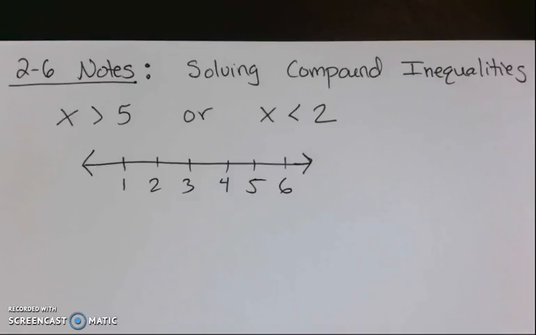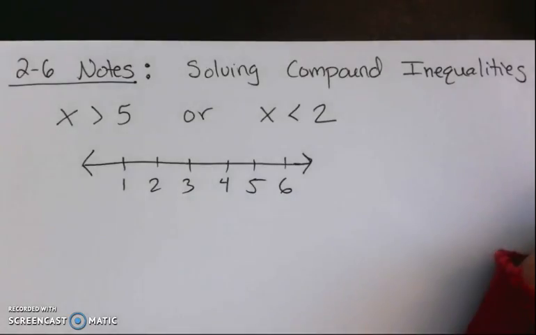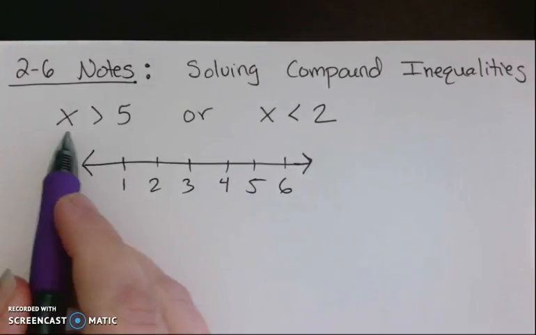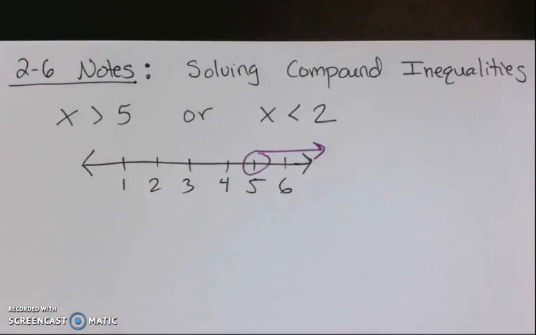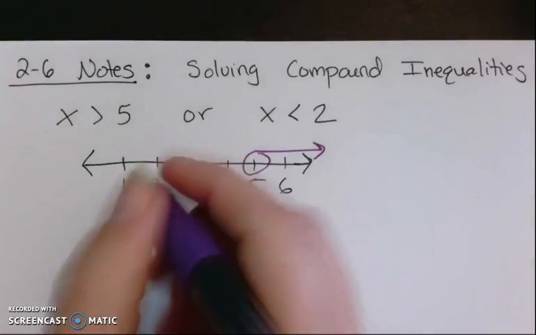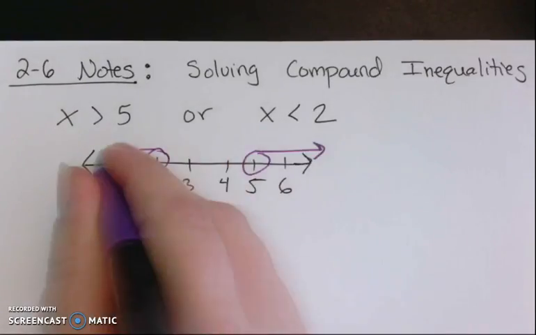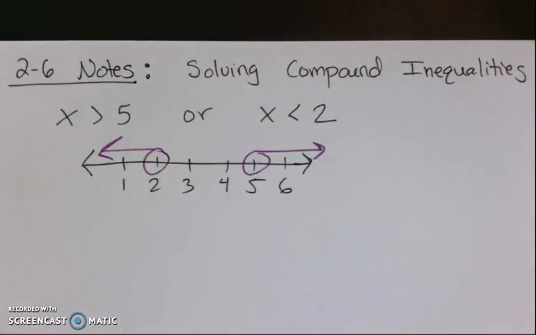You can basically treat this like graphing two separate inequalities that share a number line. Start with x is greater than 5. I circle the 5. It goes to the right. x is less than 2. I circle the 2. It goes to the left. There it is. This graph shows that x is either less than 2 or greater than 5 because it can't be both.